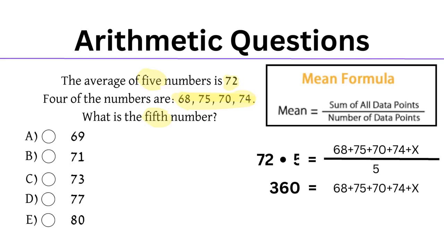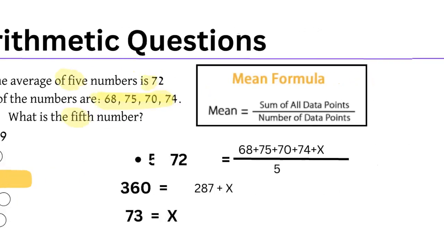The sum of those known numbers, 68, 75, 70, and 74, will equal 287. Missing number is going to equal 360, the total, minus 287, the known numbers, which gives us 73. So our final answer is 73. Knowing the equation is half the battle. So if you do and are stuck, you can simply plug in the answer options and see which one fits.